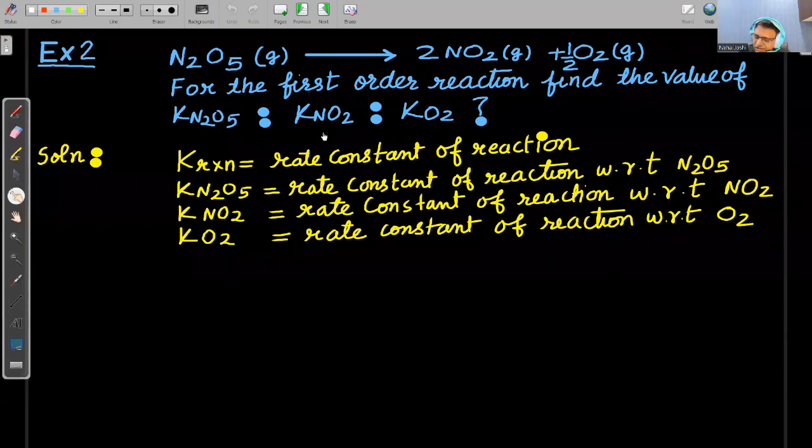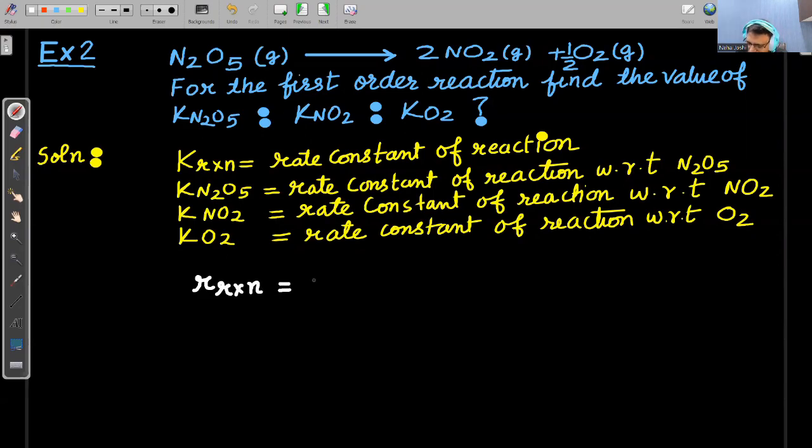So be careful while solving the question, whether it is a rate constant of the reaction or the rate constant of some reactant or product. So while solving the question, be careful about that. When we are writing relative rate for this reaction, I can write that rate of reaction is equal to rate of reaction with respect to N2O5 divided by 1, is equal to rate of reaction with respect to NO2 divided by 2, is equal to rate of reaction with respect to O2 divided by half.